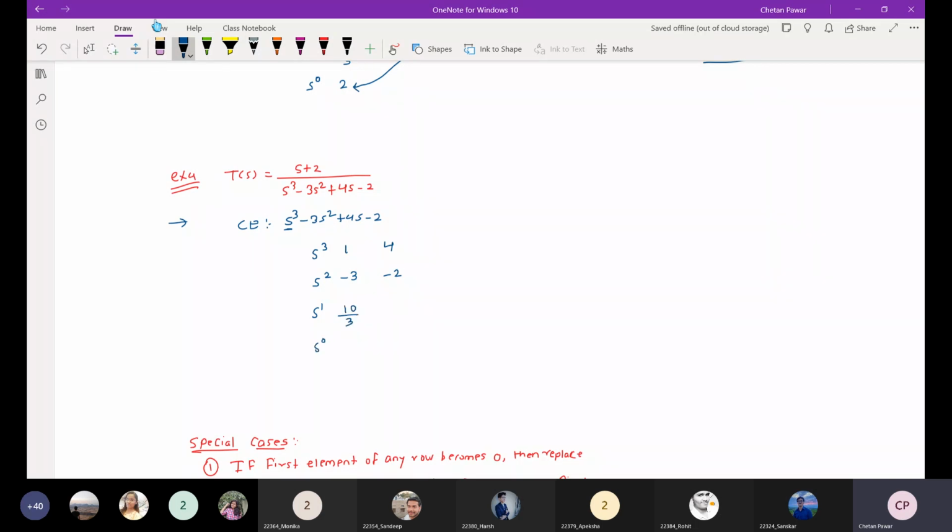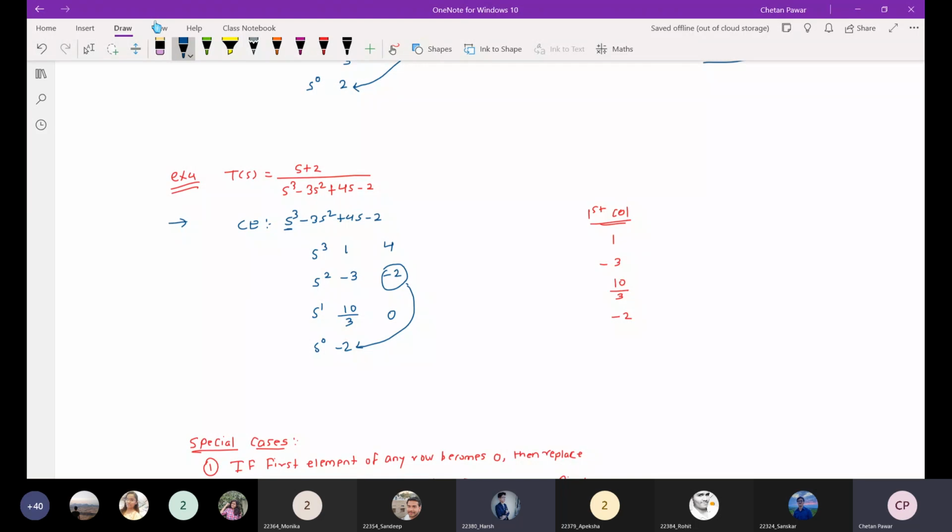Now s raised to 0. Okay, so directly you can take this minus 2 here, because this will be 0 only. So minus 2. So if you see the first column: 1, minus 3, 10 by 3, minus 2. So how many sign changes are there? 3.